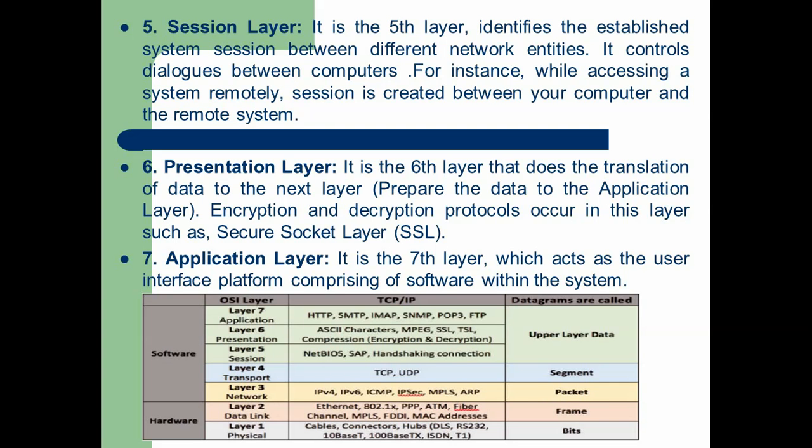Next one, the seventh layer, the last layer of the OSI model, is the application layer, which acts as the user interface platform comprising software within the system. So in this tabular column, you can see the 7 layers from 7 to 1. If you take it from bottom to up, then 1 to 7. The first two layers cover all the hardware items related to the network, and the remaining layers come under the software category.